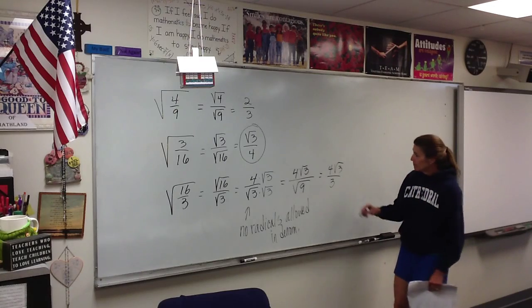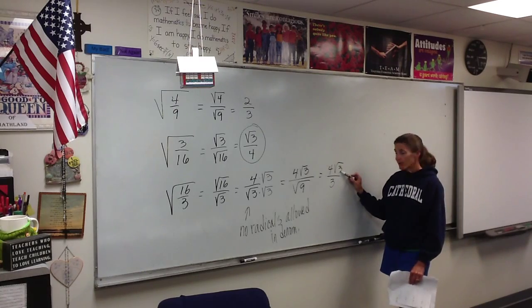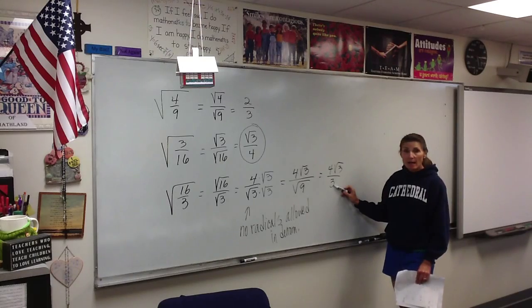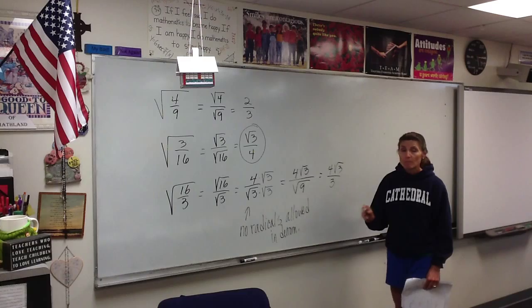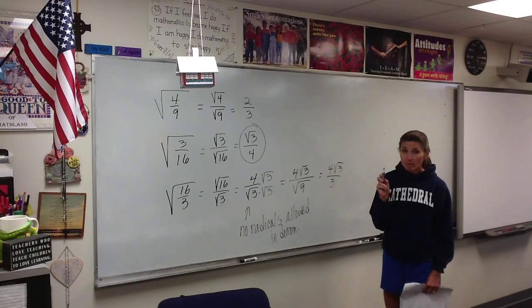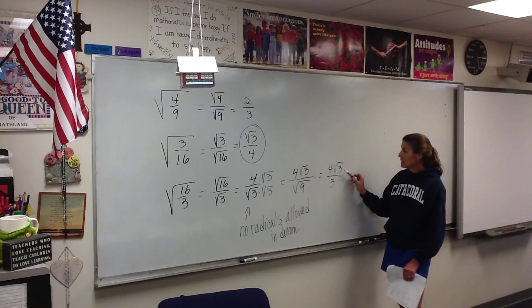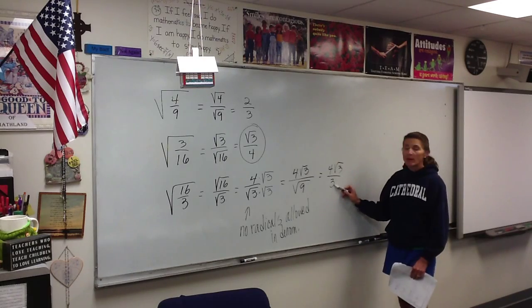Little side note. I know there's a 3 here, and there's a 3 here. But this guy is under the radical, this guy is not. You are not allowed to cancel unless both numbers are either under the radical or not under the radical. You cannot cancel if one of them is under and one of them is not.